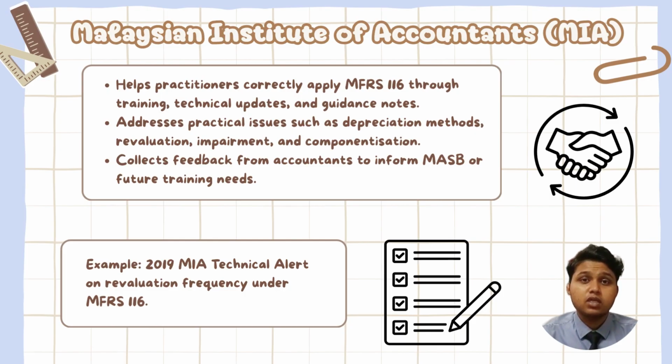Finally, MIA supports practitioners in applying MFRS 116. They provide training, workshops, and technical guidance on areas like revaluation, impairment, and componentization. MIA also gathers feedback from accountants and highlights recurring issues to MASB. A good example is the 2019 Technical Alert, where MIA clarified questions on revaluation frequency under MFRS 116. This helps ensure the standard is applied correctly in practice.